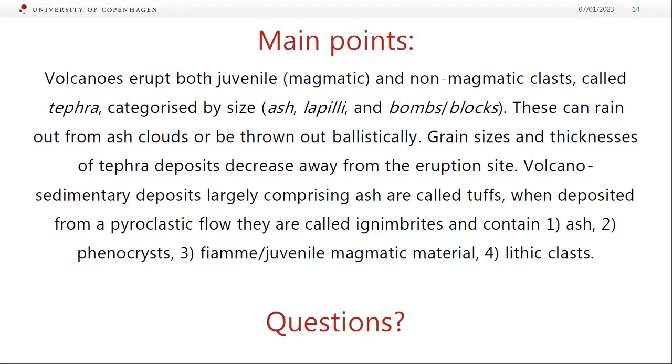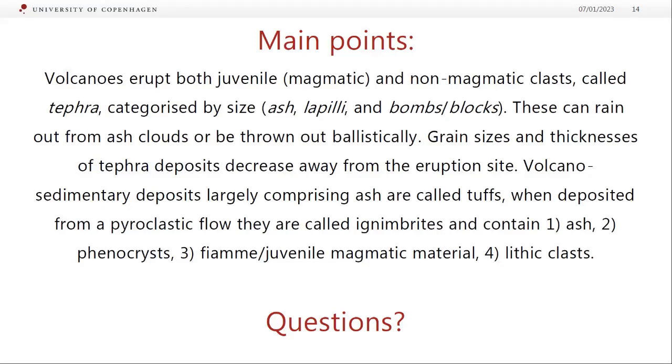All right. So volcanoes erupt both magmatic and non-magmatic clasts. Overall, these are called tephra, and they're grouped by size into ash, lapilli, and bombs if they're magmatic, blocks if they're non-magmatic. They can either rain out from ash clouds or be ejected ballistically, so curving through the air. The grain sizes and the thicknesses of tephra deposits decrease away from the eruption site. So very thick, lots of large blocks and bombs near a volcano, and much, much finer further away.